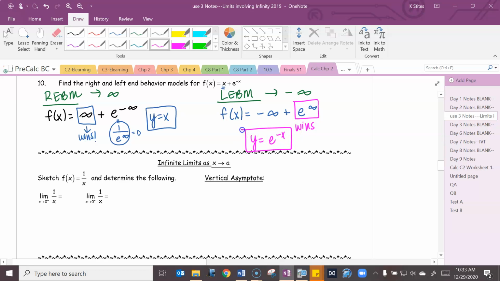What that's telling you is on the right side of your equation, as x approaches infinity, your graph is going to be following the line y equals x. And on the left side of your equation, your graph is going to be following this guy right here.